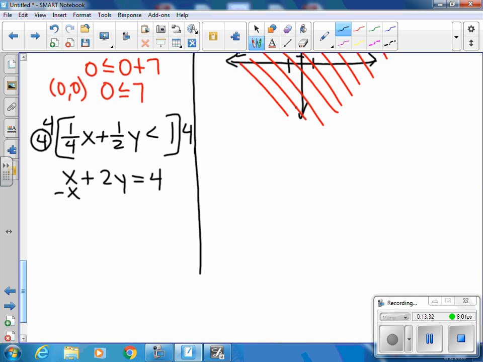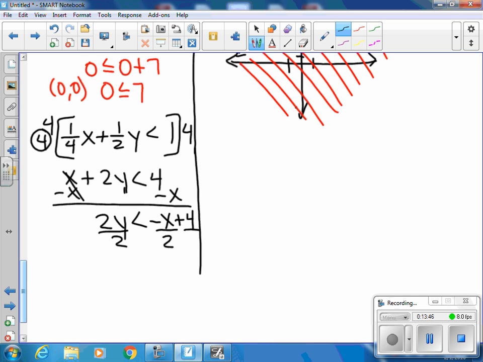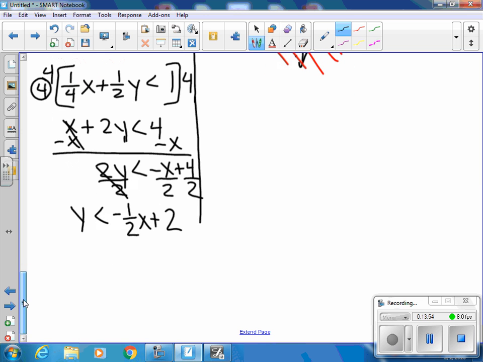So I'm going to subtract x, oops, no equal sign. You have to be careful to catch yourself when you do that. It is a less than sign now. So you have to subtract your x. So you have 2y is less than negative x plus 4. Divide everybody by 2. And your final inequality you're going to graph is y is less than negative 1/2 x plus 2. And that's what we want to graph here on the next grid.